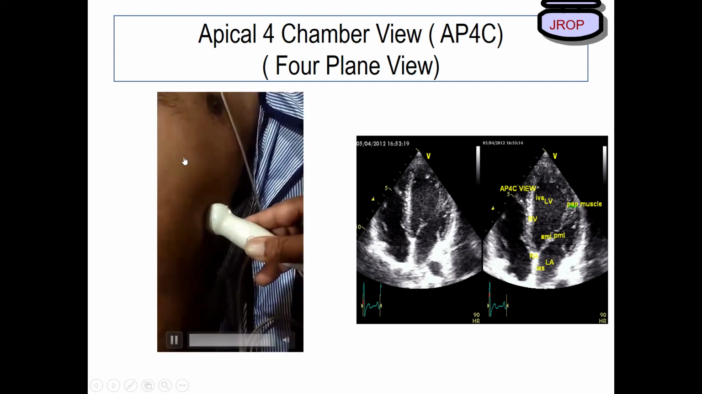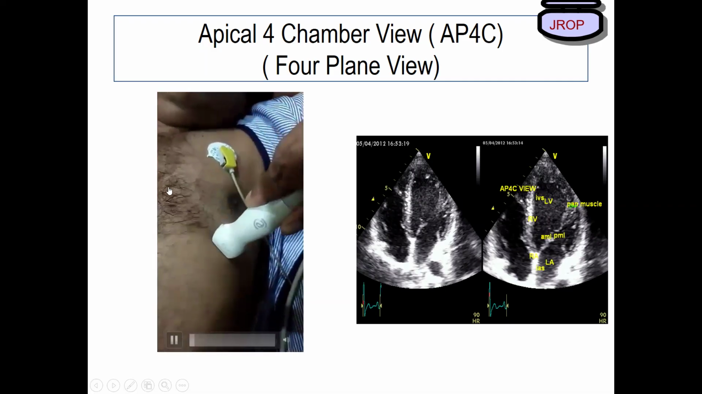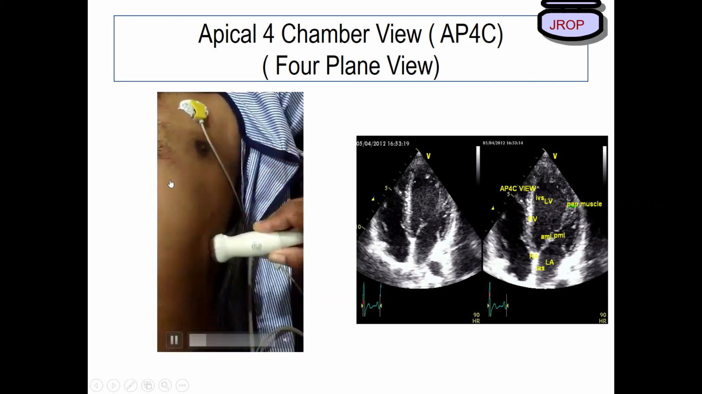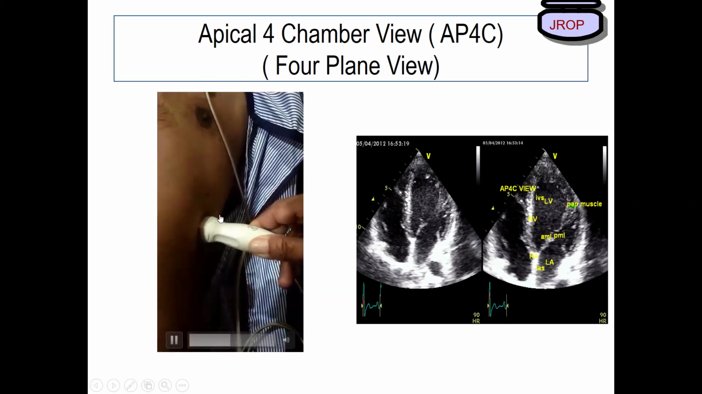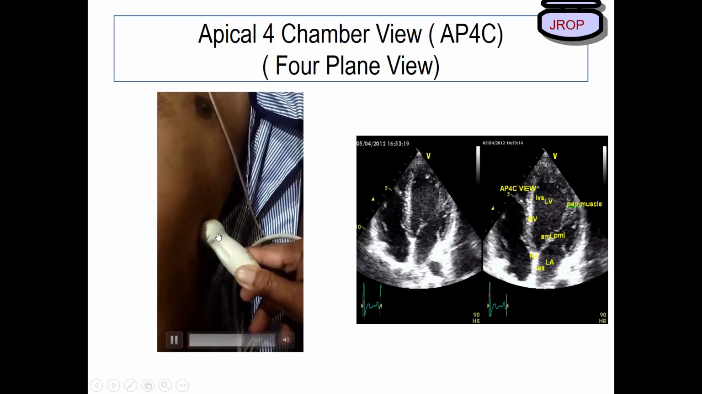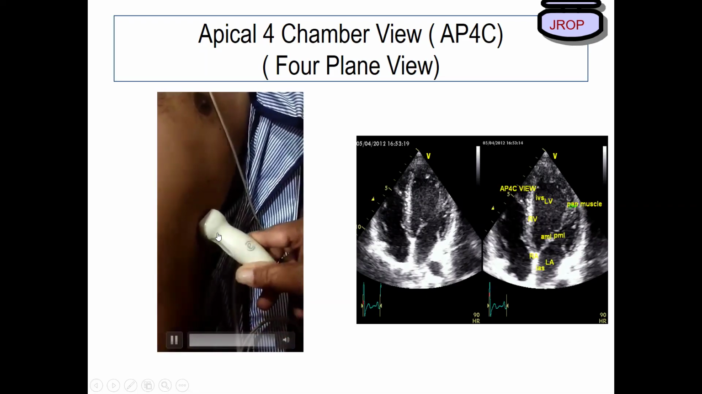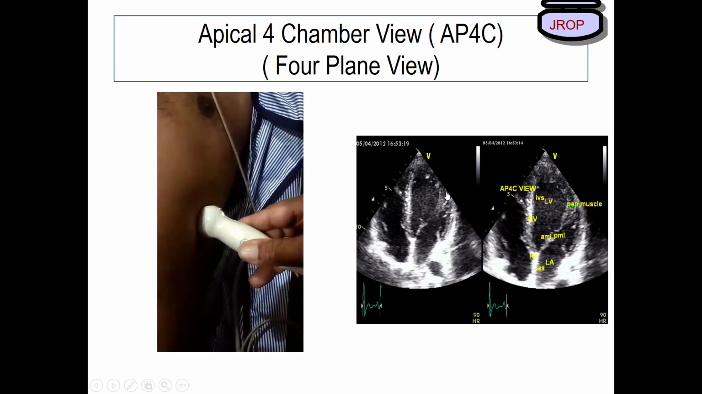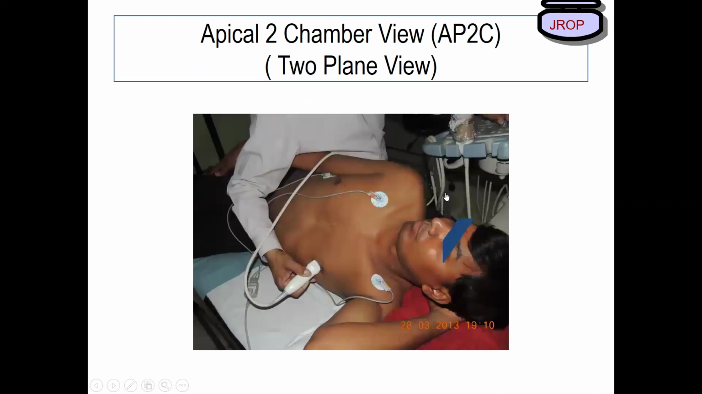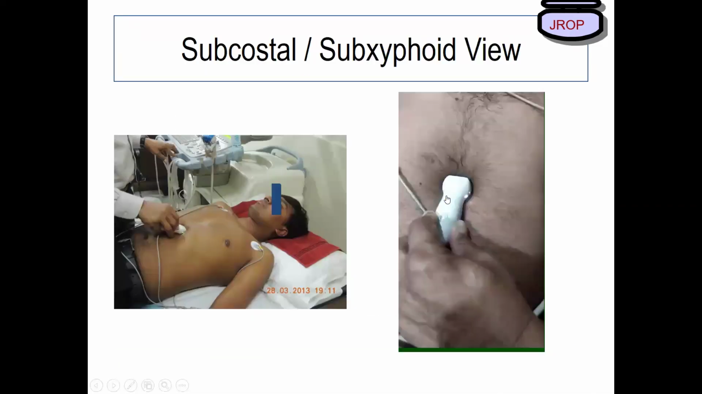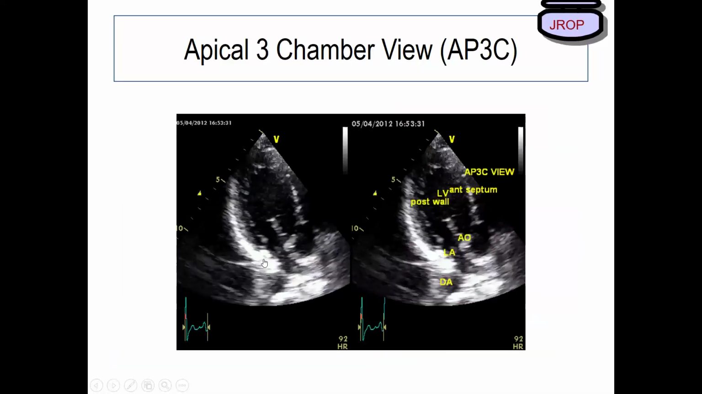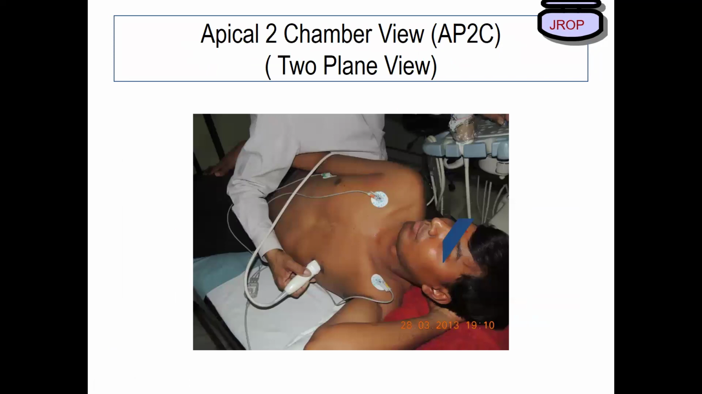So in case you can't make a view in the apex, go to the parasternal window, same 11 o'clock position, and slide. What you get is the 3-chamber view, then the 2-chamber view, and finally the 4-chamber view. So we have 4-chamber, 2-chamber, and 3-chamber views in the echo lab. Now, what is the importance of these views? Why can't we have 1 chamber?